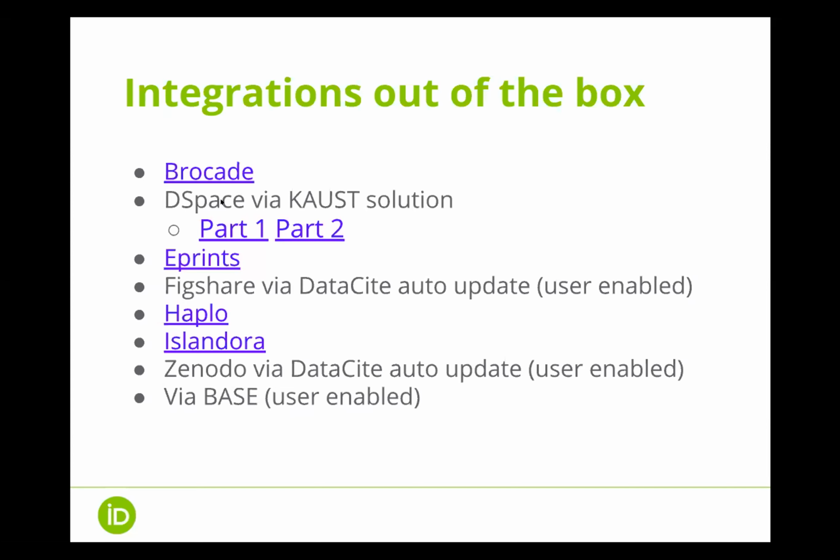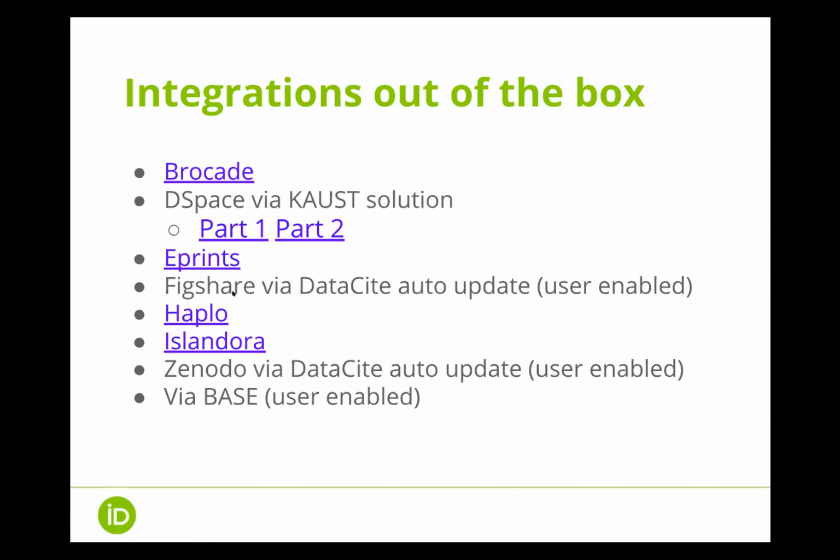DSpace currently doesn't have an enabled integration, but the colleagues from KAUST have shared their solution during Open Access Week 2019. I'm not going to go into too much detail because I'm sure Daryl will explain, but I'm sharing the links to the solution here. ePrints, also an open source system, has an ORCID Advanced plugin that allows you to use the member API and collect IDs and write data to records.